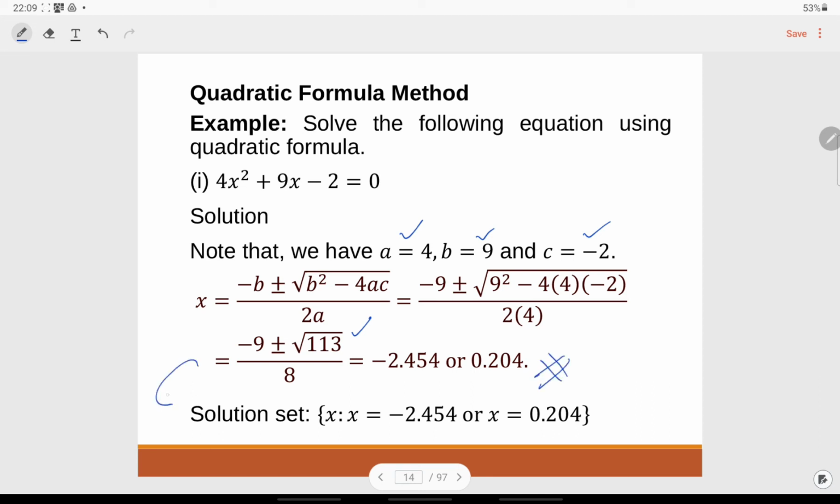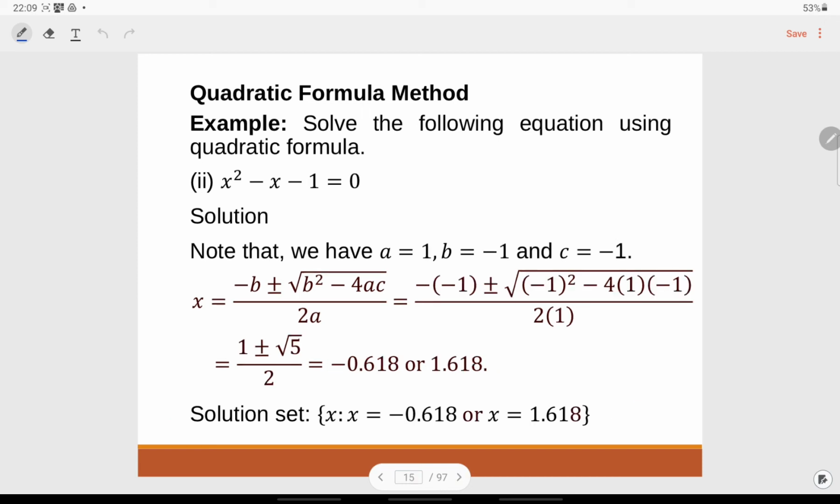So represent the answer in the set form. So this is the final answer. Okay, so same goes with this example. You need to identify correctly all the coefficients a, b, and c. So a equal to 1, b equal to negative 1, c equal to negative 1.